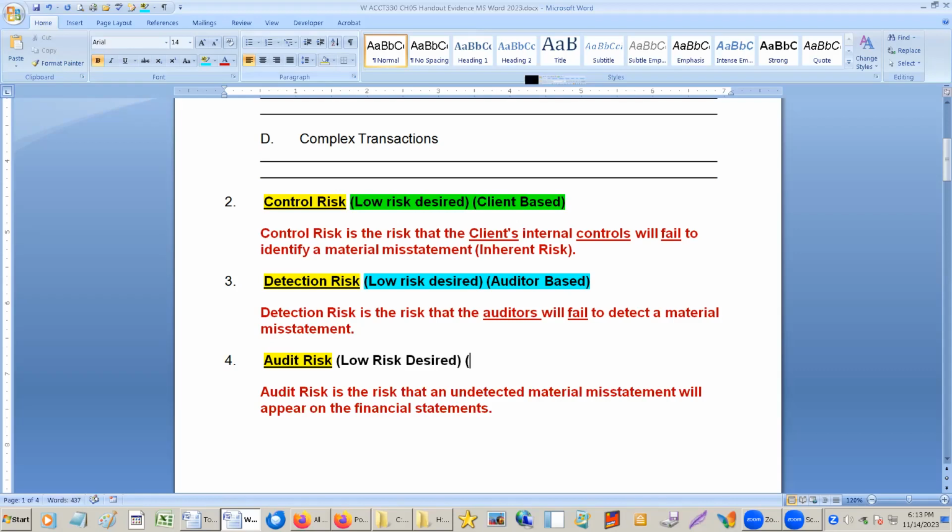And this is kind of the overall risk. And this is the risk you try to manage most, that audit risk, because that's the one that can bite you.